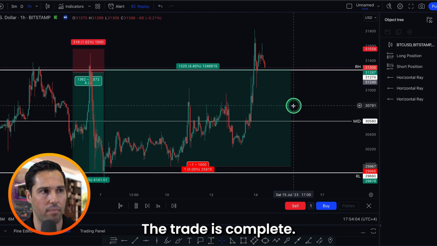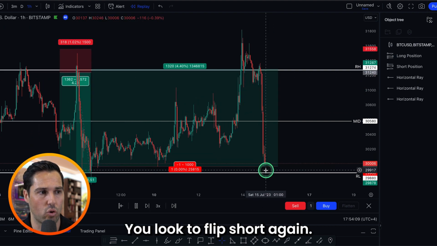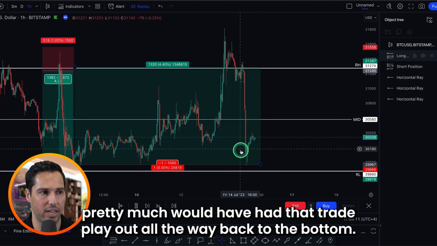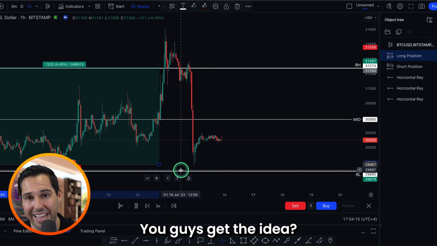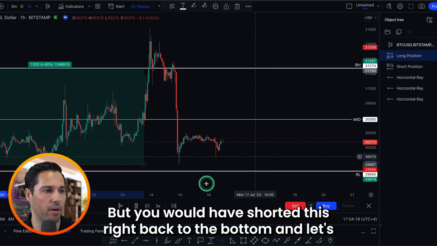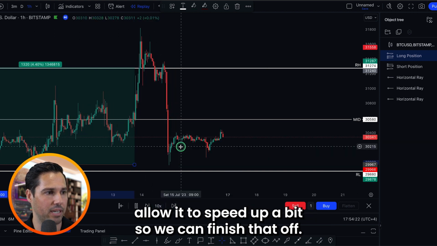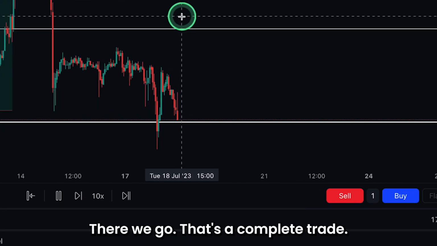The trade is complete. Price action's above, and immediately what do you do? You look to flip short again, and as you can see, you pretty much would have had that trade play out all the way back to the bottom. You guys get the idea. I'm not going to add in another short tool, but you would have shorted this right back to the bottom, and let's allow it to speed up a bit so we can finish that off. There we go. That's a complete trade.